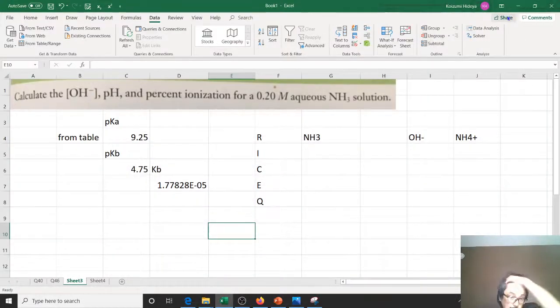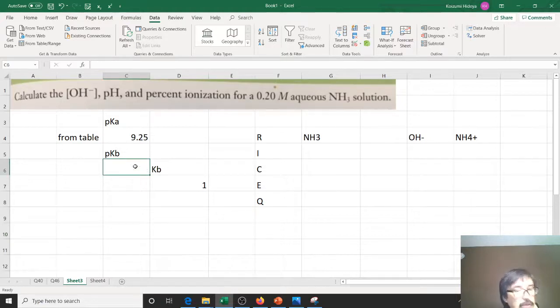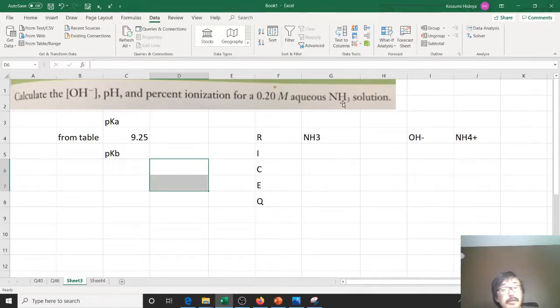Okay, so let's do the 47 for these things right here. I'm not supposed to have that one. Alright, so I need to calculate the OH concentration and pH and percent ionization for a 0.2 molar NH3 solution.